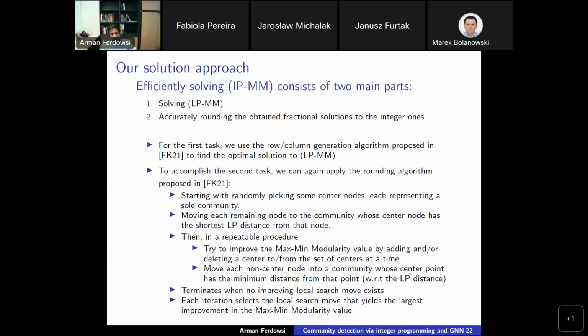First of all, we let the so-called center point represent each community. So we randomly choose several vertices and let them be our initial centers and isolated communities. After that, a repeatable procedure takes place in which first a local search move will be selected for adding or deleting centers. Then each center node J is assigned to a community whose center node has the minimum LP distance to J. So the algorithm starts working and terminates when no improvement local search move exists.